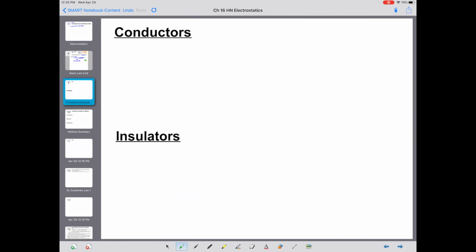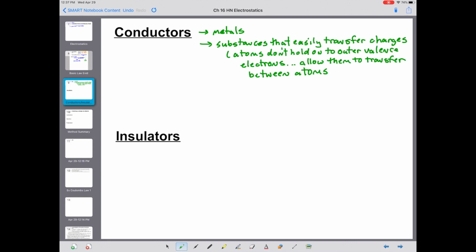Now, a little bit more terminology. Conductors and insulators. Conductors, these are generally metals, and basically conductors are substances that don't hold on to their outer valence shell electrons too strongly so that they can easily or readily transfer charge. Examples of conductors, again, most metals. So when you place a charge on a metal object, that charge is able to move throughout that object.